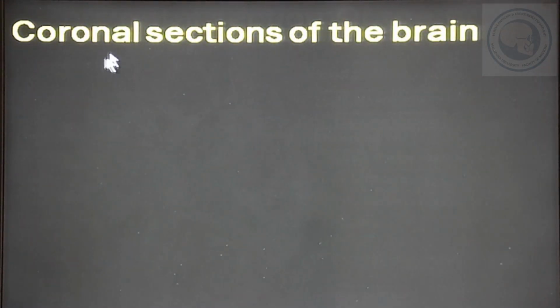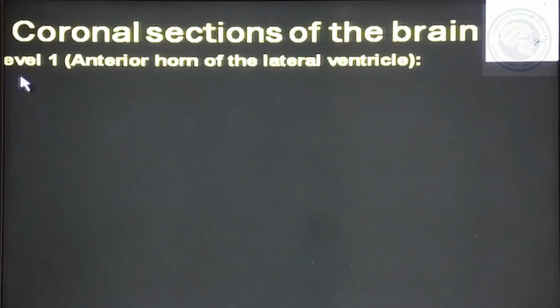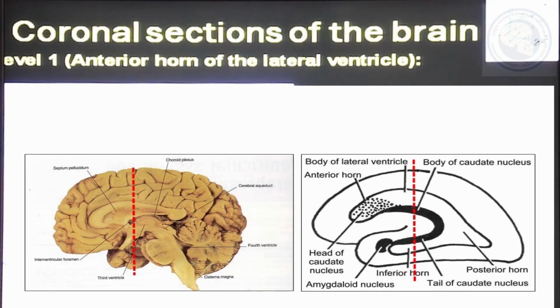What about taking coronal sections of the brain? This is a coronal section dividing the brain into anterior and posterior parts. We will take coronal sections at different levels. The first level will be at the level of the anterior horn of the lateral ventricle.